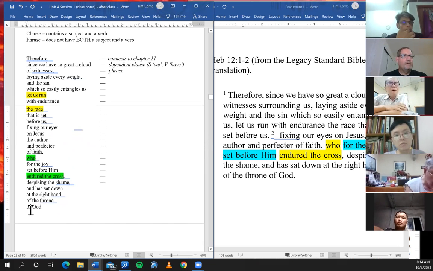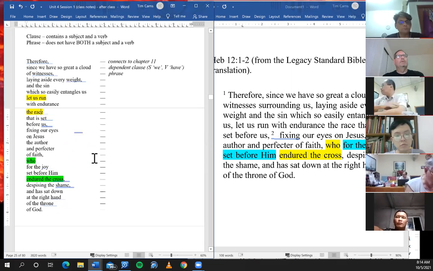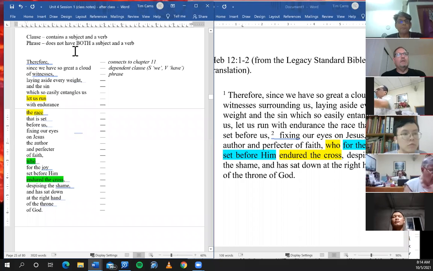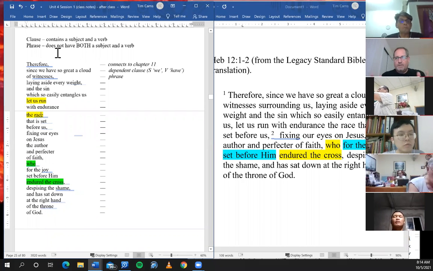All right, I think I've caught all of them. Okay, so why don't you go through and just spend a few minutes and identify, is it a phrase or a clause? And again, you're just looking for it. Look for a verb and a subject. If you can find it, you have a clause. If not, you have a phrase.